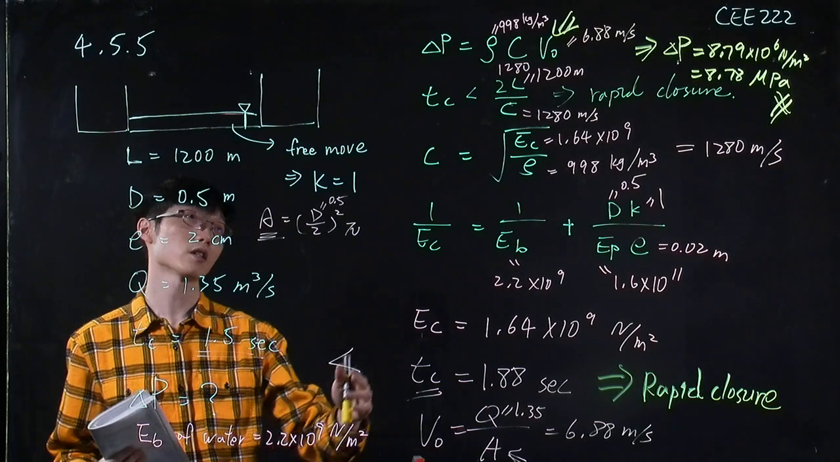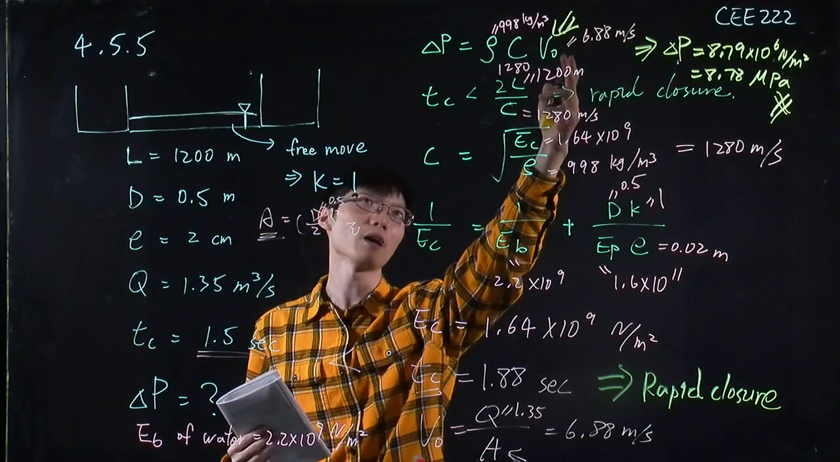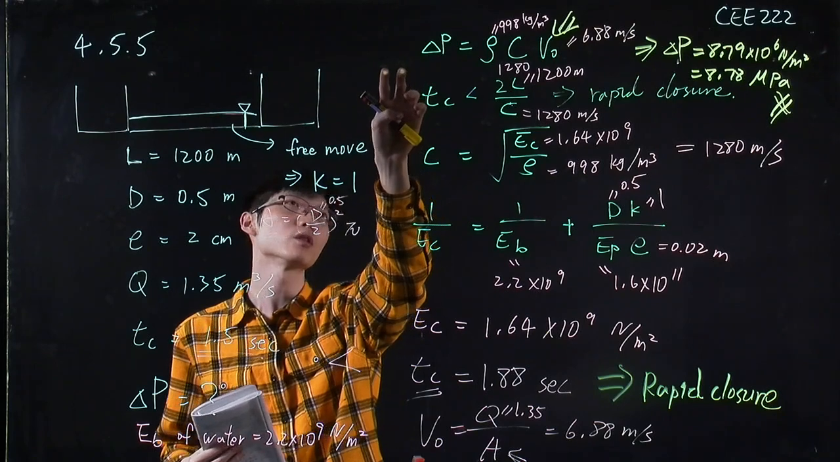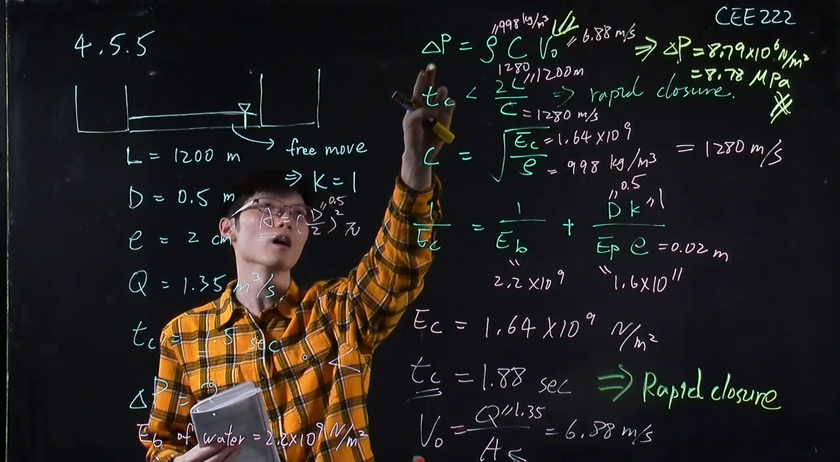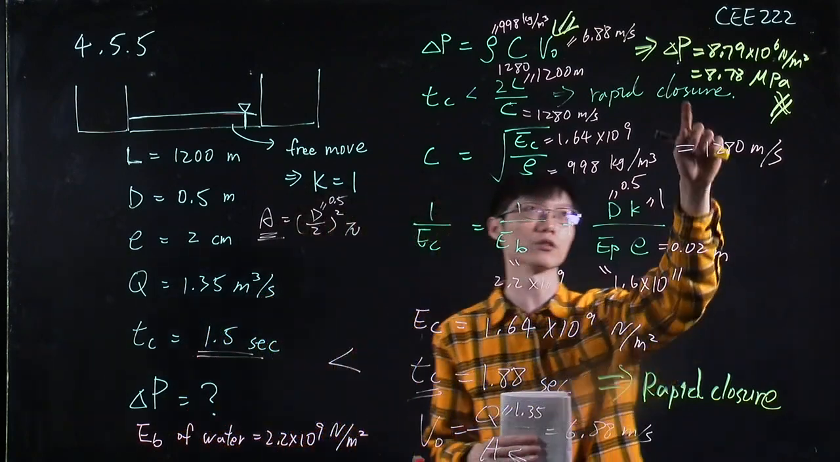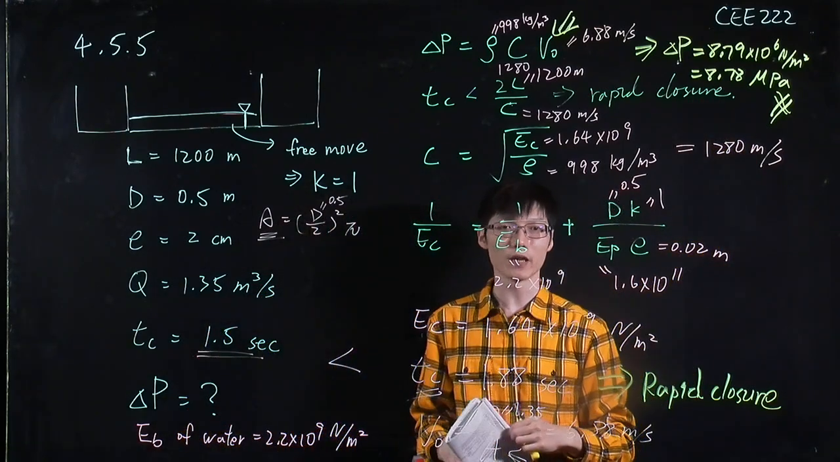Once you get the velocity, you plug it back into this initial equation that we want to use to calculate the change of the pressure. And now you can get the final answer, which is equal to 8.78 megapascals.